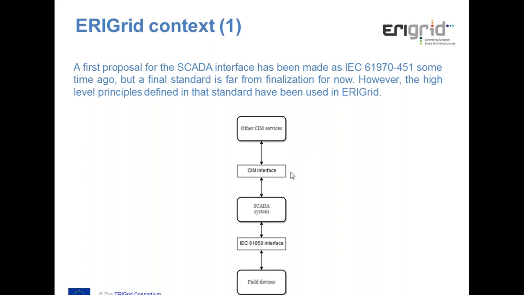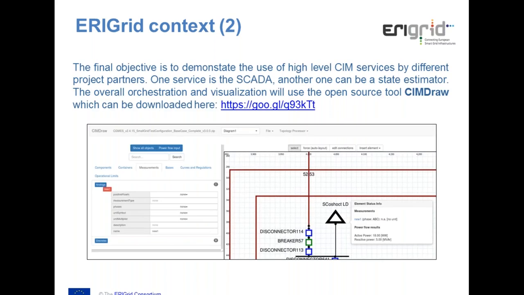From an ERIGrid point of view, this is interesting because if you implement this CIM interface, you can allow the integration of higher level services into the JaNDER platform, like the services shown in the previous slide. And this can be interesting from a research infrastructure integration point of view. Going specifically into ERIGrid, we have actually implemented the SCADA CIM interface shown in the previous slide.